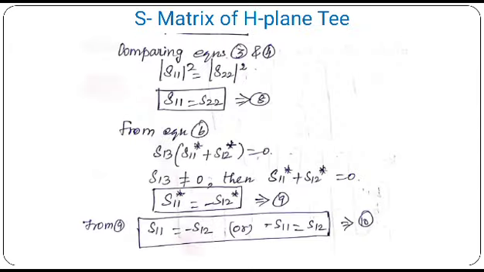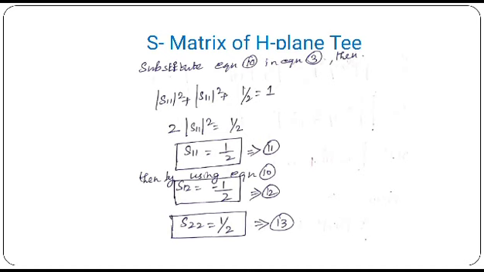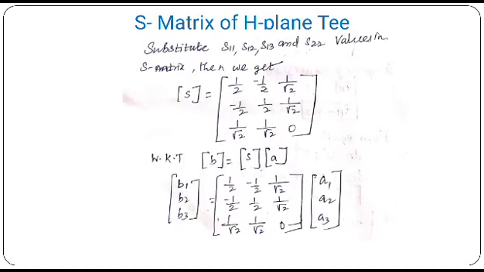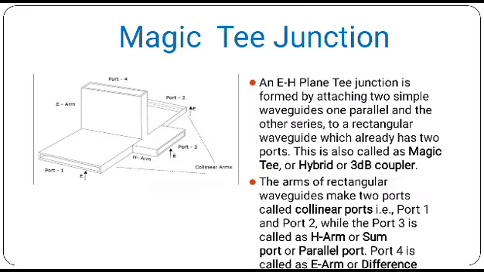So S13 equal to 1 by root 2, S12 equal to S22. So S12 equal to minus S21 star. So S11 equal to 1 by 2, S12 minus 1 by 2, S22 equal to 1 by 2. If you substitute here, you will get B1, B2, B3 equal to 1 by 2, minus 1 by 2, 1 by root 2, minus 1 by 2, 1 by 2, 1 by root 2, 1 by root 2, 1 by root 2, 0. Magic T.